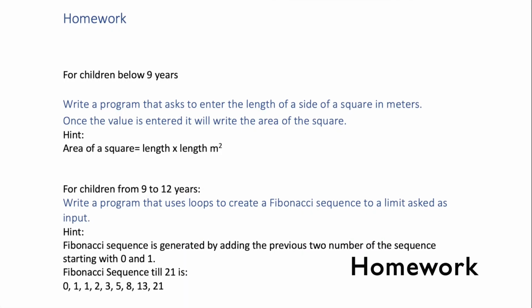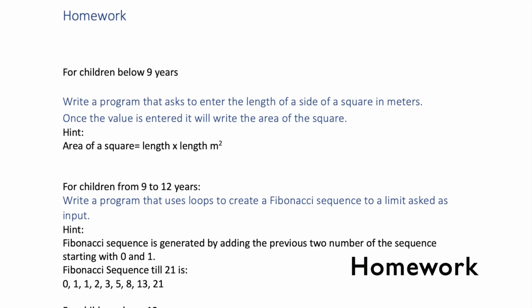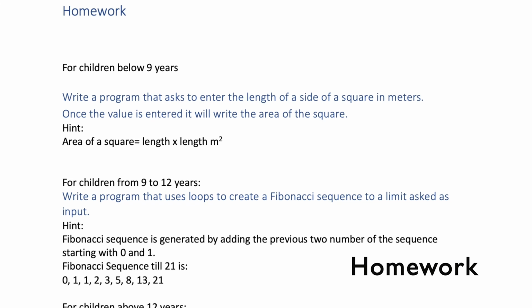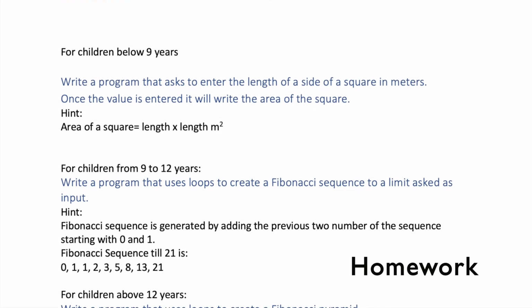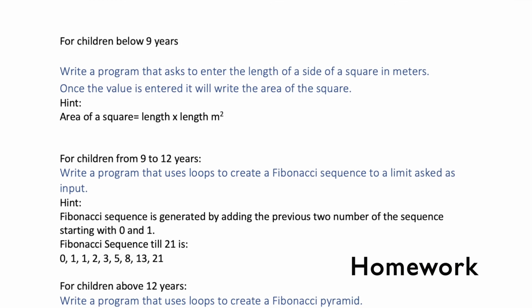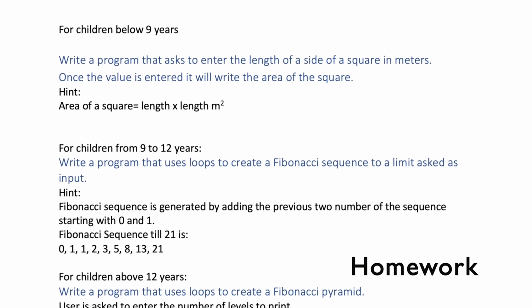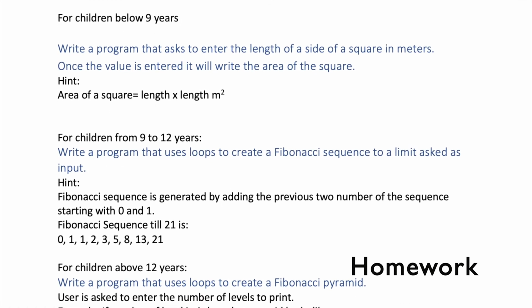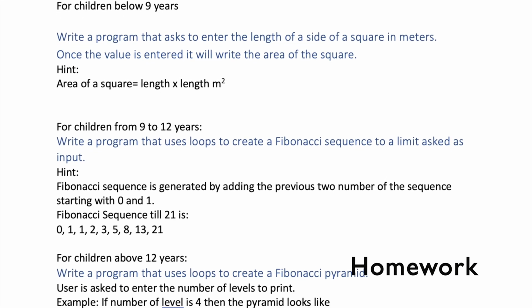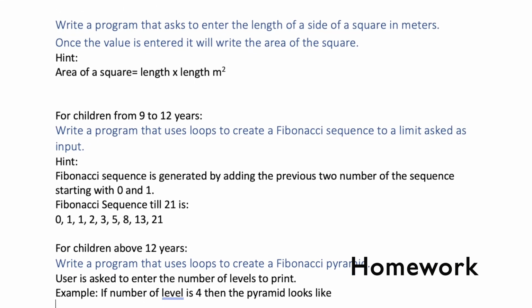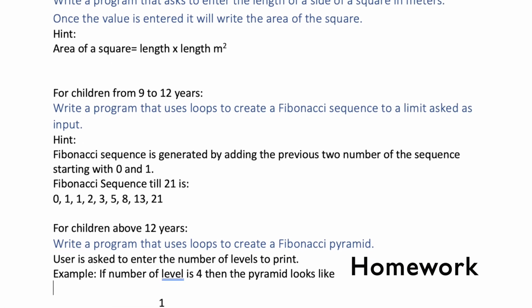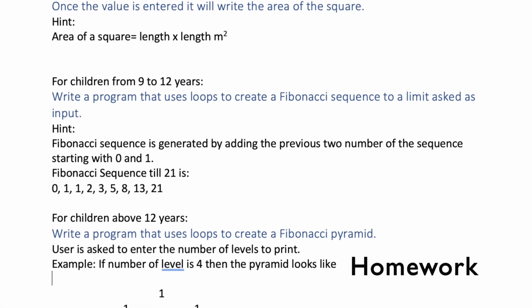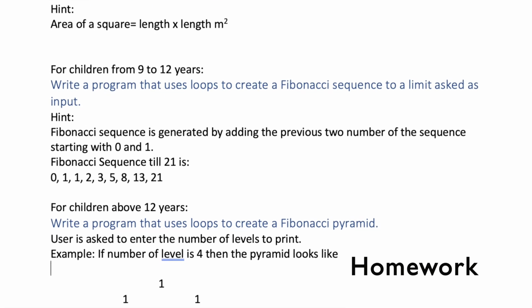I will end this short Python basic course by giving you some homework. For children below the age group of 9, they need to print the area of a square. For children between 9 and 12, they need to print a Fibonacci sequence, and for children above 12, they need to print a Fibonacci pyramid. Now this can be very well done with whatever I have taught. You don't need to go into more details.